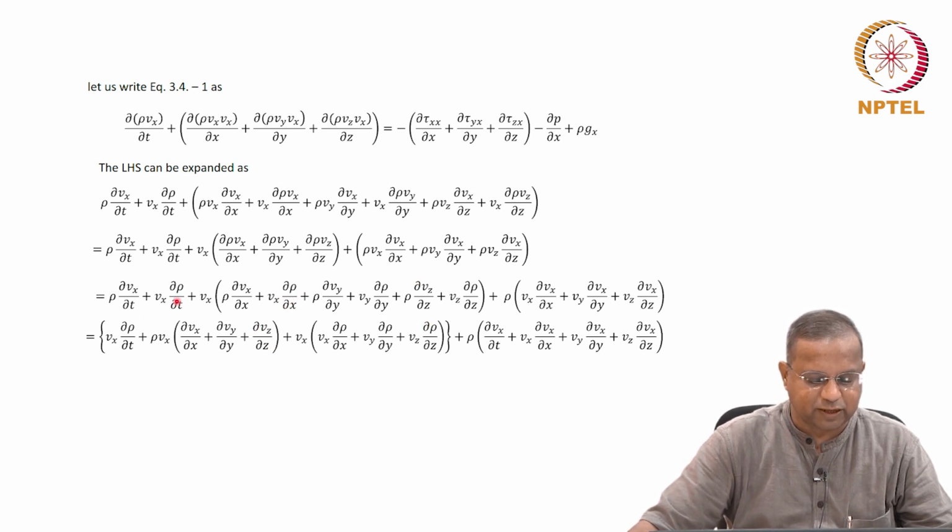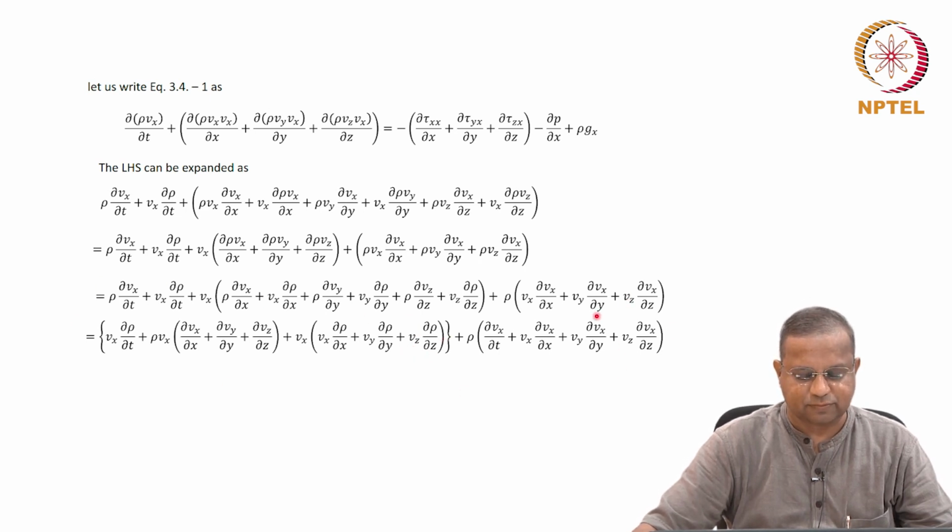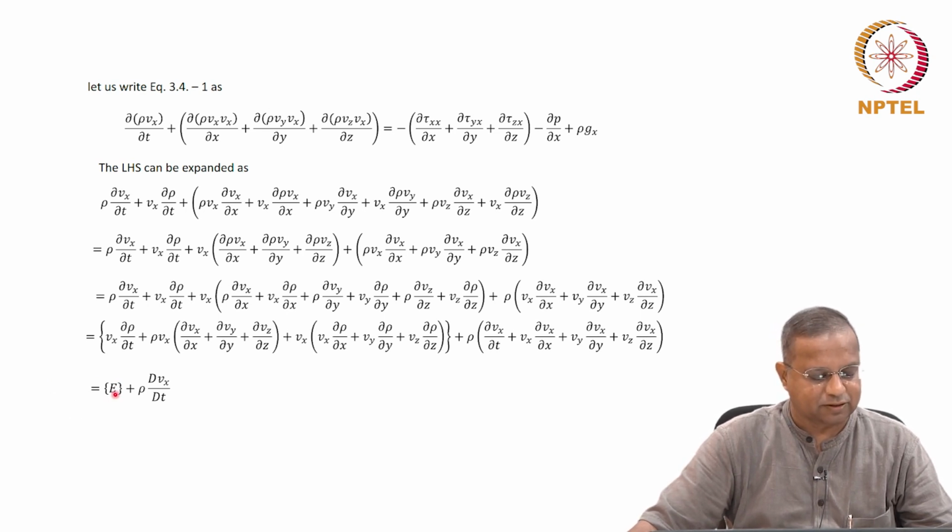And if I pull out Vx here, there's already a Vx here, I'm just writing the other terms as it is. So Vx ∂ρ/∂x plus Vy ∂ρ/∂y plus Vz ∂ρ/∂z. So that accounts for all the terms of this. Okay. So as I mentioned here, this last term is nothing but ρ times the substantial derivative D/Dt of Vx. And let me call this entire thing here E.